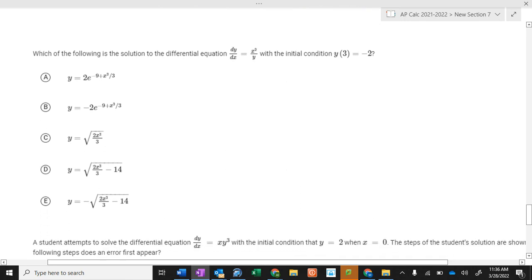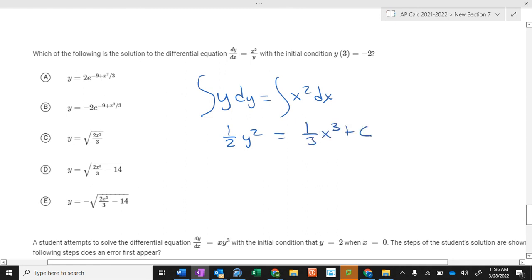Okay, y dy equals x squared dx. Integrate. It's going to be 1/2 y squared equals 1/3 x cubed plus c.